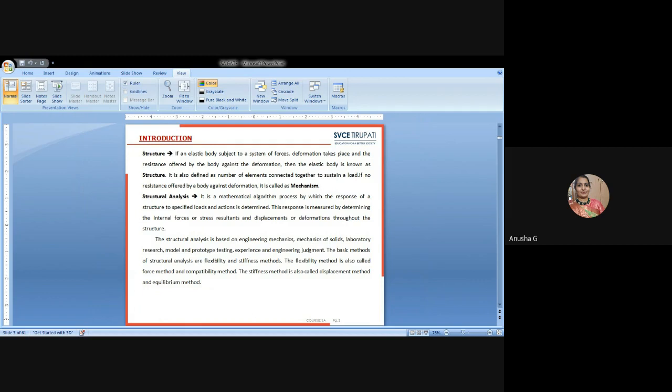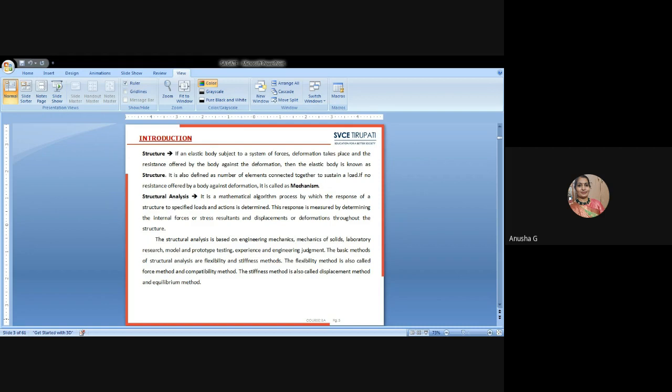In structural analysis, the mathematical algorithm process by which the response of the structure to specified loads and actions has to be determined. This response is measured by determining the internal forces or stresses, that is the stress results, and displacements or deformations throughout the structure. Whenever a structure is there with some supports and loads, how it will respond has to be determined with the internal forces. For each and every body, there will be some internal forces, so here also you have to check all the particles.